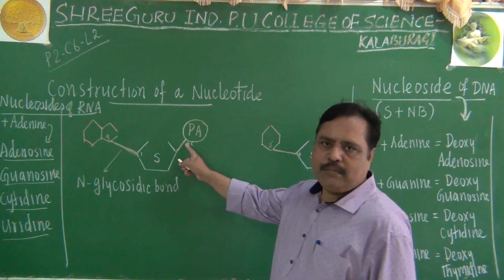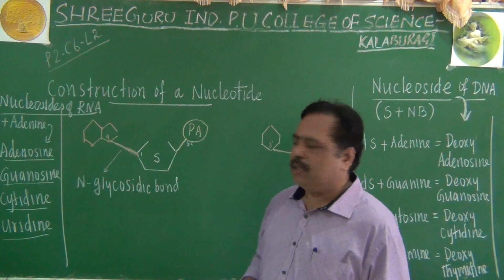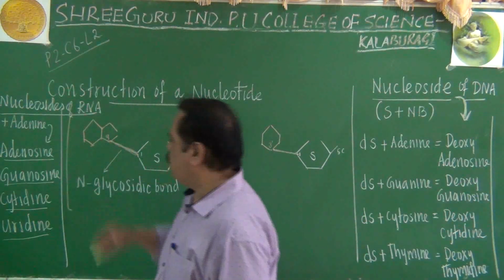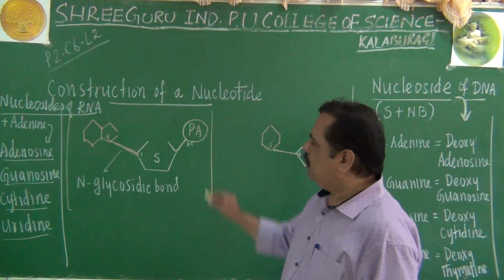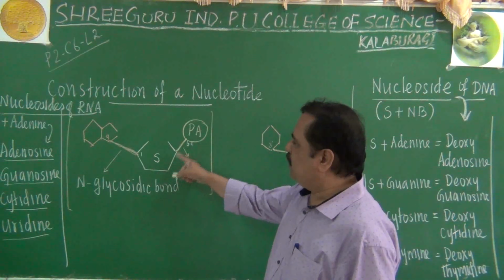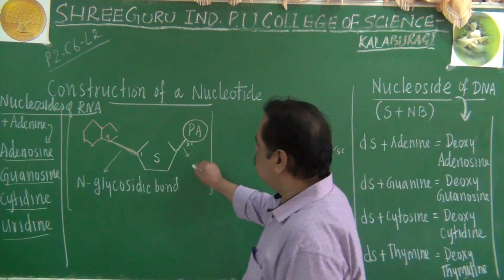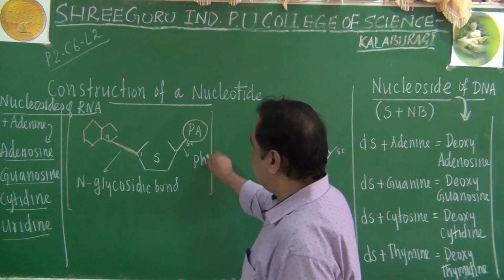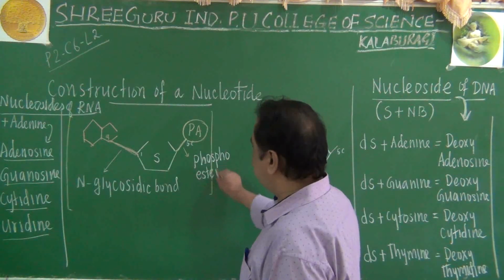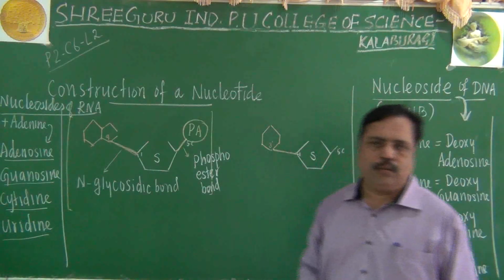Phosphoric acid will combine with the 5th carbon atom, whereas the nitrogen base will combine with the first carbon atom. Now you are getting a complete structure of a nucleotide. Listen to me. The bond which is formed between sugar and phosphoric acid is known as the phosphoester bond. So two types of bonds I told you.